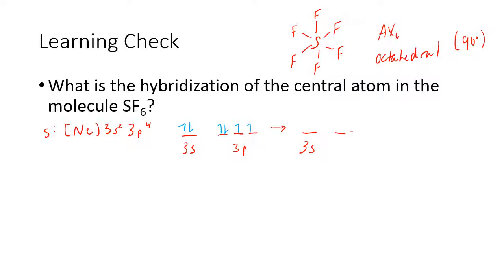So 3s, 3p, and then 5 3d orbitals. And we're going to have 1 electron in our 3s, 1 electron in each of the 3p orbitals, and we're going to have 2 electrons in the 3d orbitals.